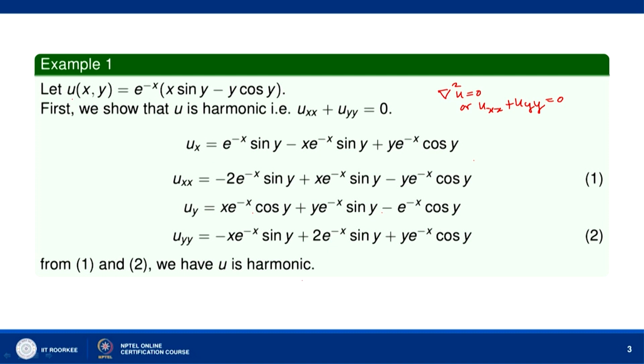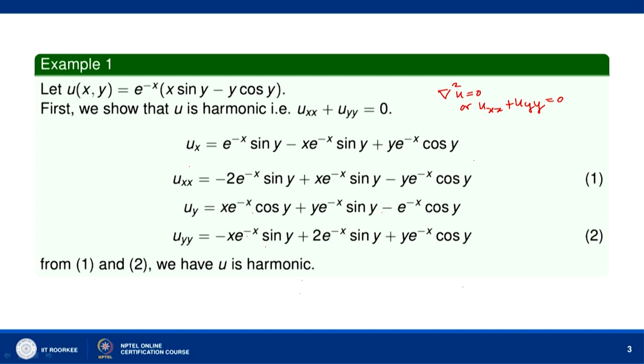If you differentiate u with respect to x, what you get is u_x equal to e to the power minus x into sin y minus x e to the power minus x sin y plus y e to the power minus x cos y. If you again differentiate u_x with respect to x, you get the second order partial derivative of u with respect to x, that is u_xx equal to minus 2 times e to the power minus x sin y plus x times e to the power minus x sin y minus y e to the power minus x cos y.